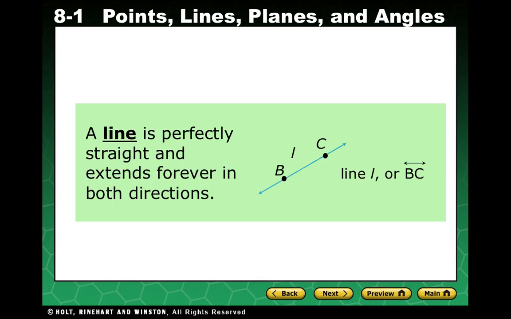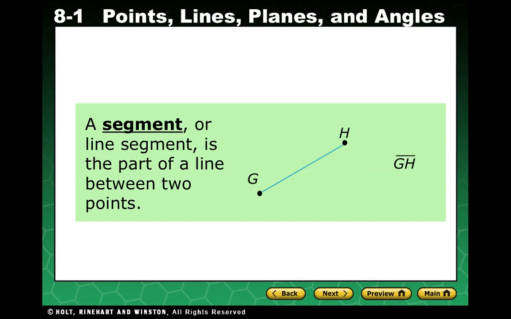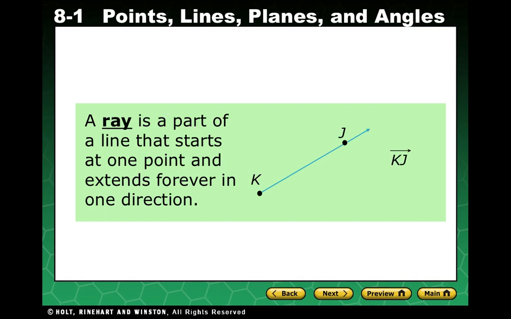A line is perfectly straight and extends forever in both directions. A plane is a perfectly flat surface that extends forever in all directions. A segment or line segment is the part of a line between 2 points. A ray is the part of the line that starts at one endpoint and extends forever in one direction.